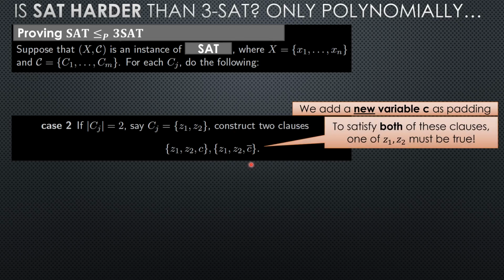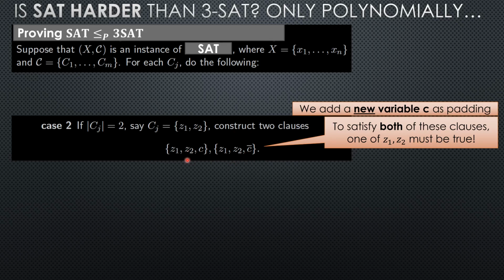But why are we doing this? Well, the idea is to satisfy both of these clauses in the 3-sat instance. We can't satisfy both of these clauses with any particular setting of c, right? Suppose we let z1 and z2 be 0. Can we satisfy both of these clauses? No, because we would have to set c to true to satisfy this one, and we have to set c to false to satisfy this one.